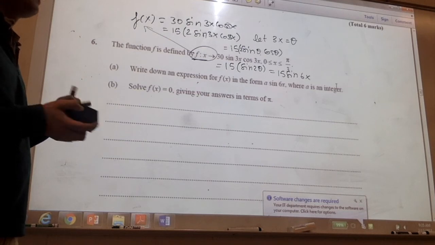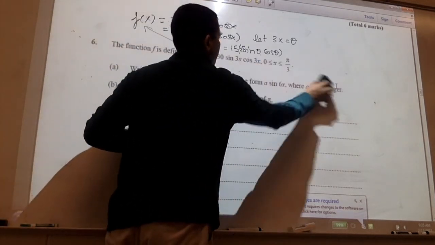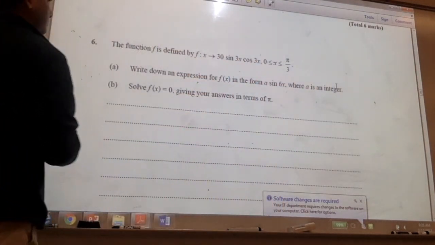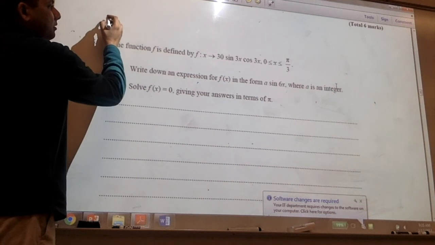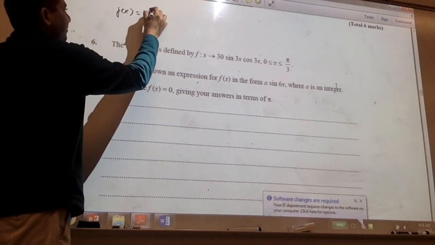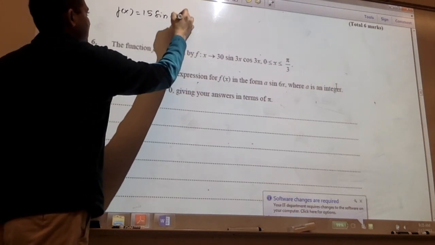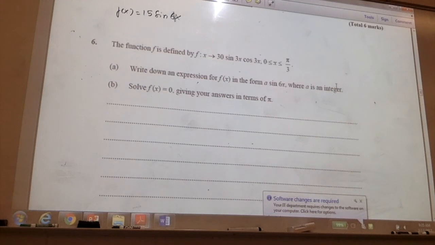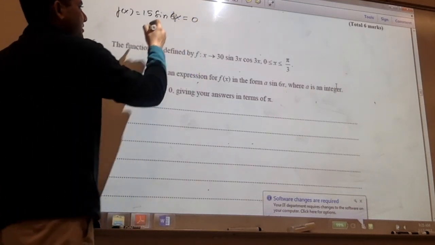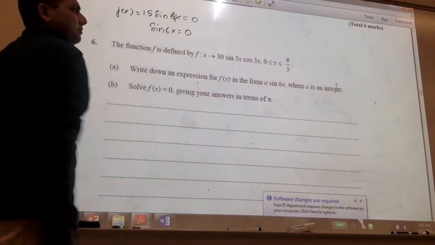So you have f of x is equal to 15 sine 6x. Now find the solution. Set that equal to 0. So basically what you have is sine 6x is equal to 0.